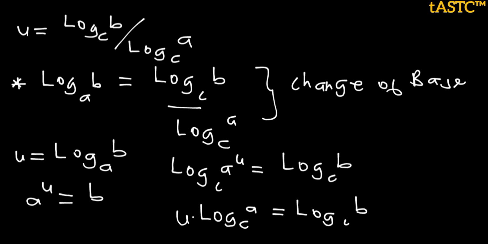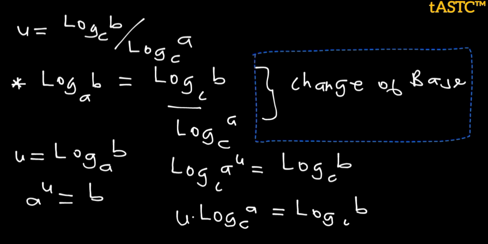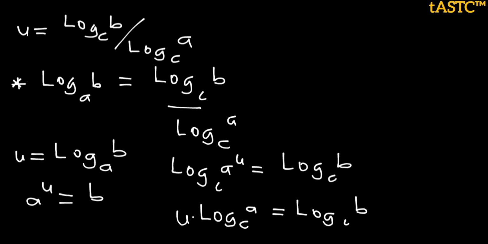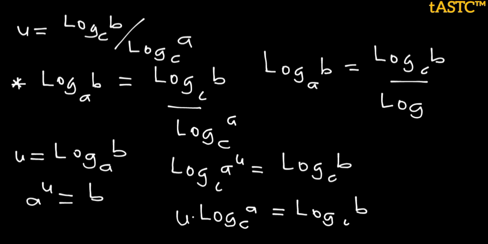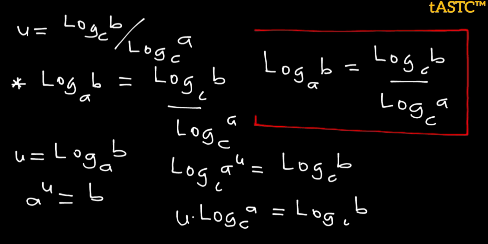Now we already know what u is. We said that u is equal to log to the base a of ab. So in that case, we're going to have it that log to the base a of ab is equal to log to the base c of ab divided by log to the base c of a. So this is actually the proof for it. That is how to find it.